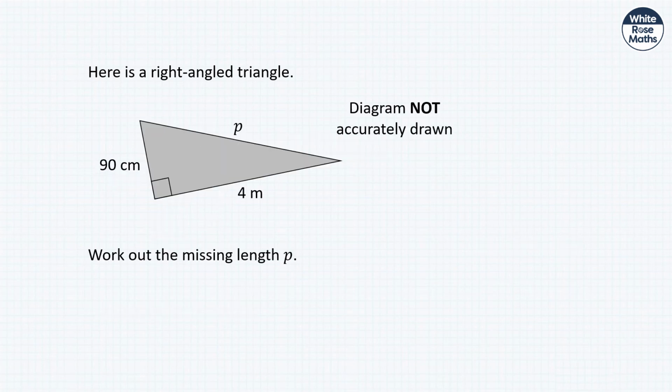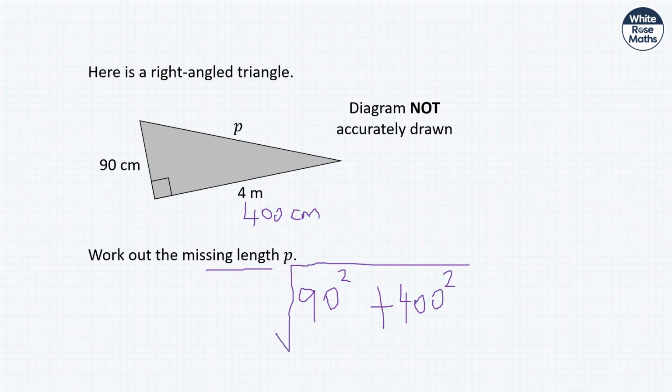Okay, here is a right angled triangle. Work out the missing length, P. Be careful here because I've got different units. Let's change this into centimeters by times it by 100, so it's going to be 400 centimeters. Now I'm going to have 90 squared plus 400 squared is equal to P squared, and then square rooted to work out what P is, which is the hypotenuse.